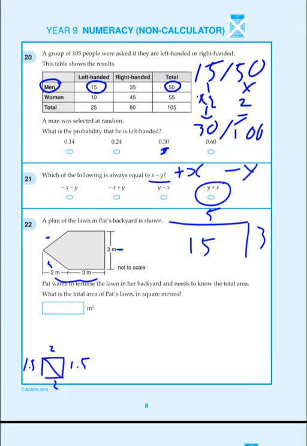2 times 1.5 is 3. So that's the size of that rectangle. 3. And hence, if you do your 15, which is this whole shape, minus your 3, which is that shape and that shape, you get 12 meters squared. Straightforward enough.